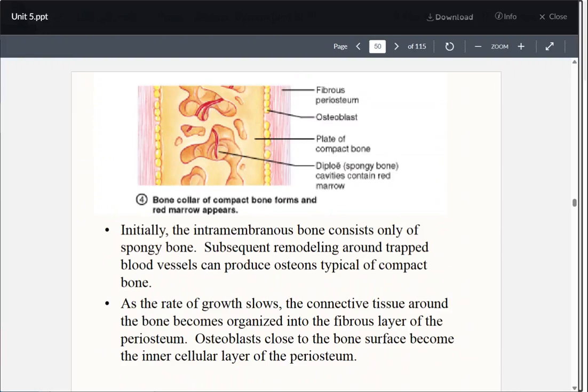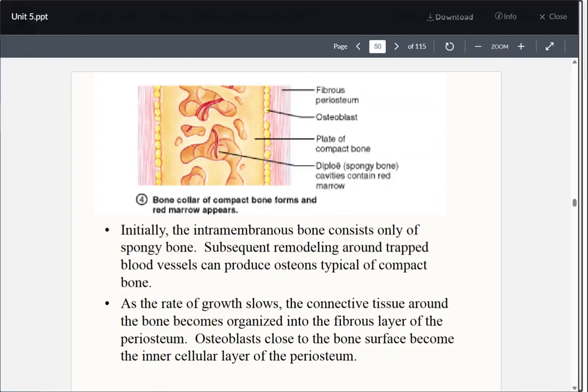As this spongy bone forms, it spreads out, it's beginning to really take on the shape of what it is going to be, like the bone that it's going to be. We're going to get additional remodeling happening around these trapped blood vessels, and this is going to allow us to form osteons, which will then allow us to form compact bone. Remember, osteons are going to be the cell shape and structure of our compact bone.